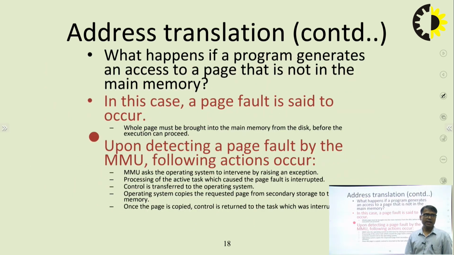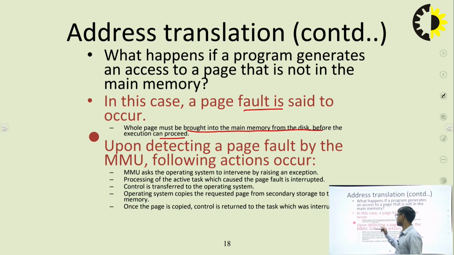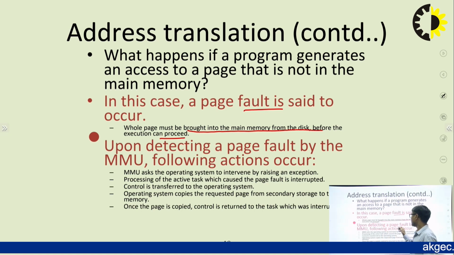Okay, now what happens if a program generates an address of a page that is not in the main memory? In that case, a page fault occurs. You will be doing the problem of page fault. The whole page must be brought into the main memory from the disk before the execution can proceed. I have discussed earlier that the CPU has to wait.